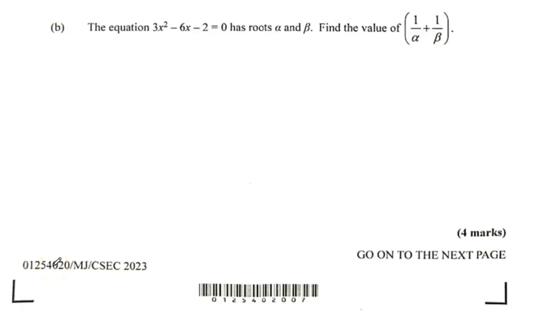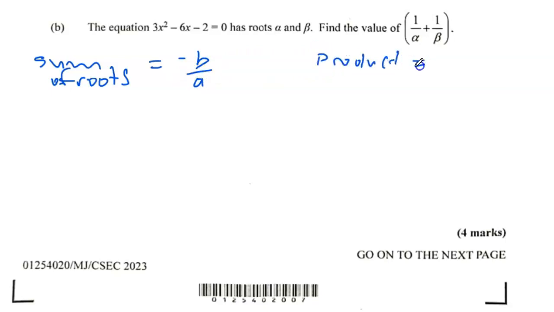Part B, the quadratic equation 3x squared minus 6x minus 2 has roots alpha and beta. Find the value of 1 over alpha plus 1 over beta. So we know for the quadratic, the sum of the roots is equal to negative b over a, and the product of the roots should be equal to c over a. So a, the x squared coefficient, is 3, b, the x coefficient, is minus 6, and the constant there is minus 2.